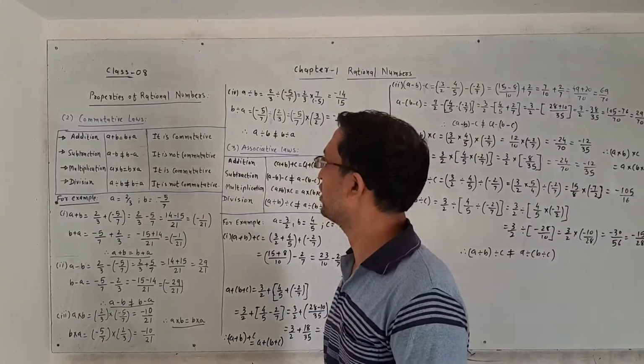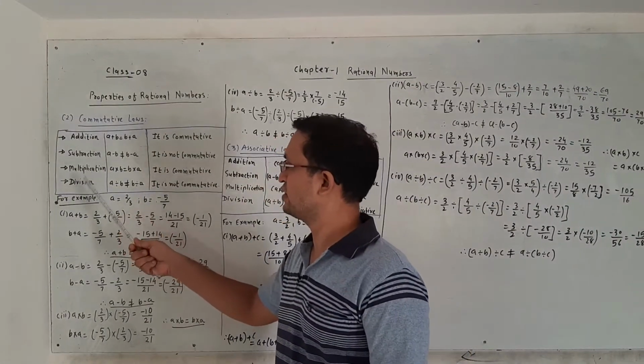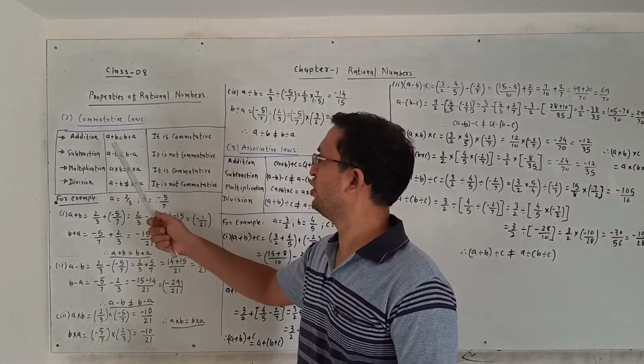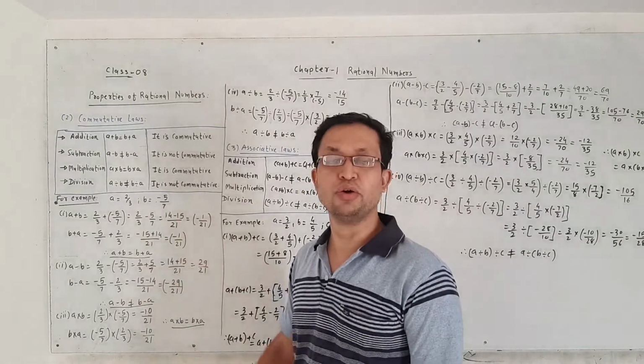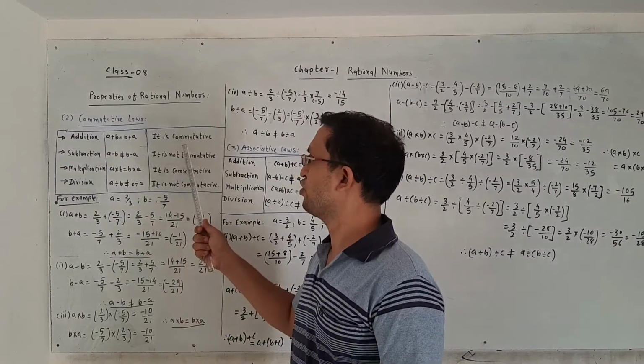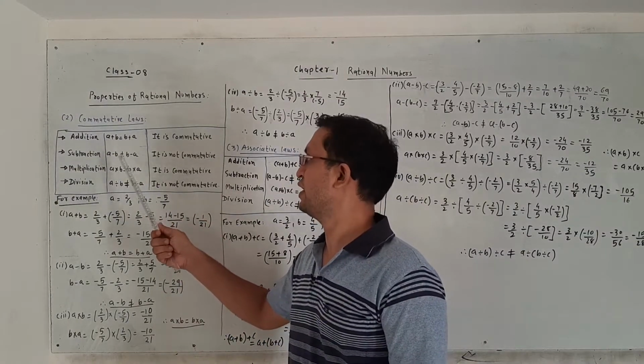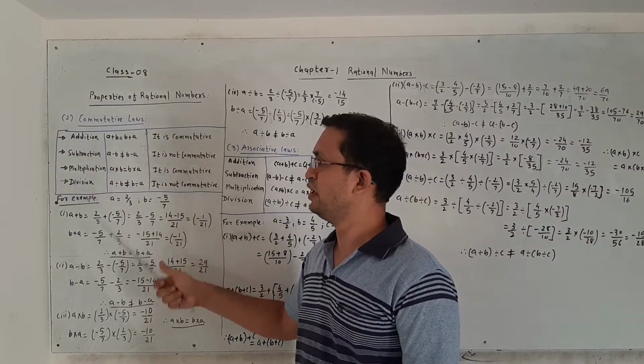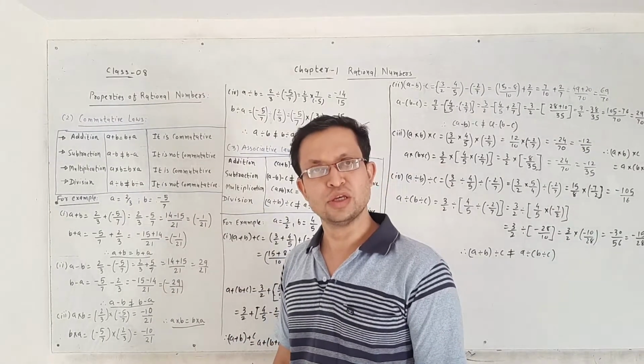Please see here. For addition, subtraction, multiplication and division: addition of rational numbers follows the commutative law, a plus b is equal to b plus a, it is commutative. But in subtraction and division it is not possible. So the commutative property is possible for addition and multiplication.